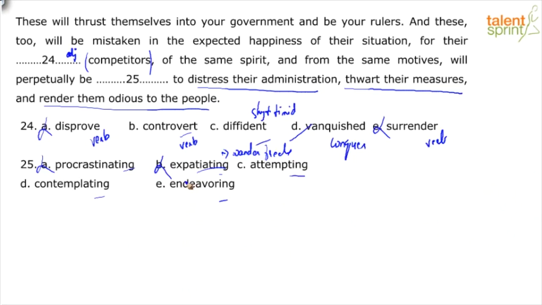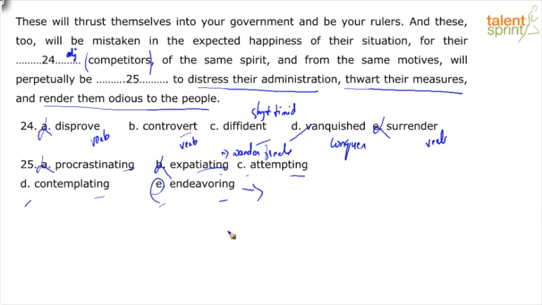Out. So is it attempting, contemplating, or endeavoring? Now, attempting and contemplating are very weak words, right? Because here the context is talking about them wanting to do something with a vengeance almost. They have it all planned out already. So attempting is trying to do. Contemplating is thinking about it. Both the words are not strong enough. Endeavoring, on the other hand, is very, very strong.